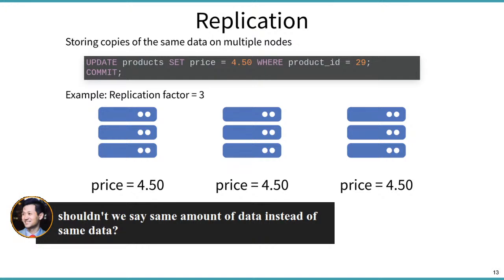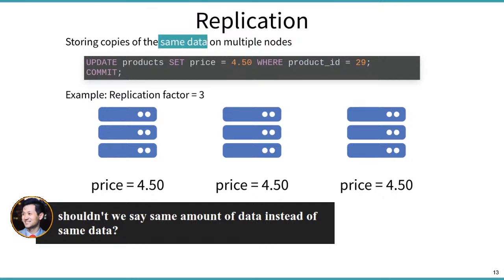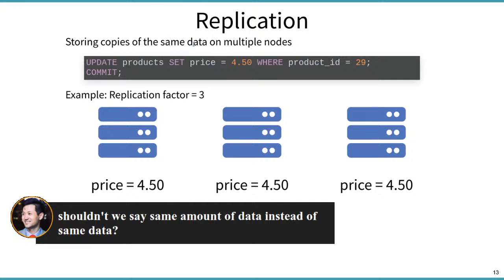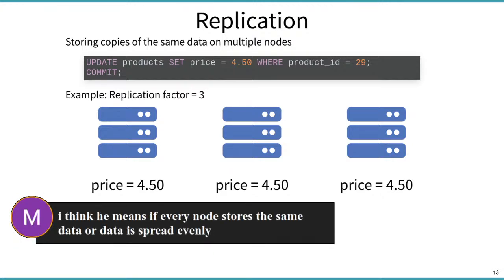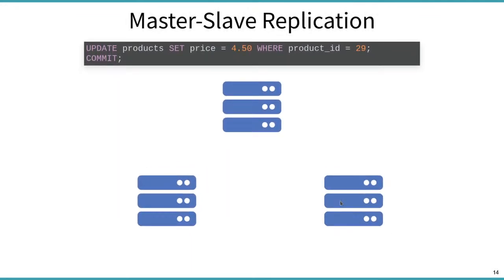Shouldn't we say the same amount of data instead of same data? I think you are already at the point of partitioning or sharding. Replication simply means really the same data. You store a full copy of this machine's data on this machine and on this machine. So for pure replication, it's really the same data on all nodes. I think he means if every node stores the same data or data is spread evenly. In this case, replication, really the same data. And with evenly distributed, that's what I will tell you in a minute when I talk about sharding.